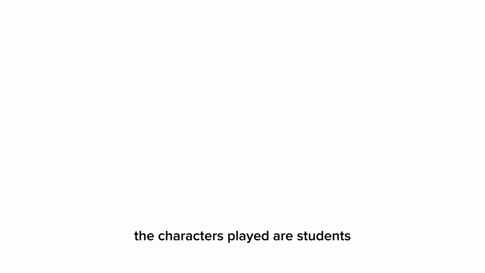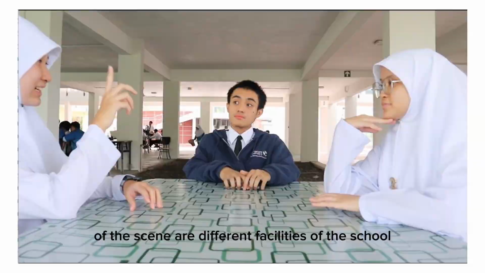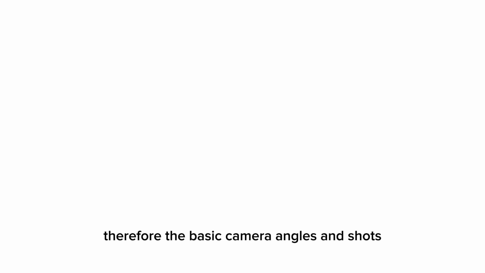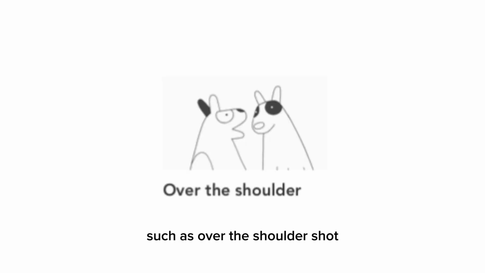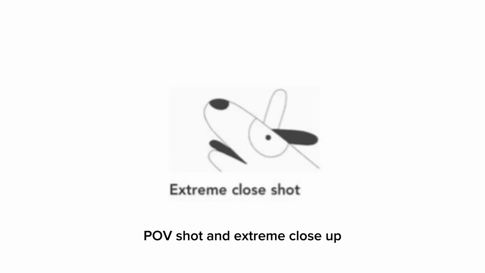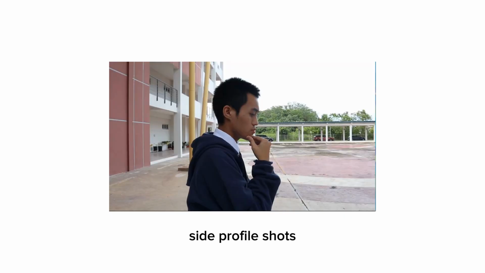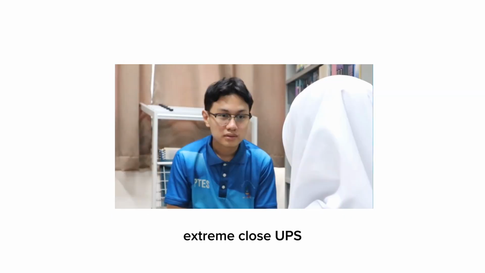The characters played are students and the locations of the scene are different facilities of the school provided and are used by those students. For the camera angles, the framing and the composition used are typically how amateur film students or a beginner at film would film. Therefore, the basic camera angles and shots any film student would learn, such as over-the-shoulder shot, POV shot, and extreme close-up. The ones used in the film are mostly still shots, close-up shots, side profile shots, extreme close-ups, and over-the-shoulder.